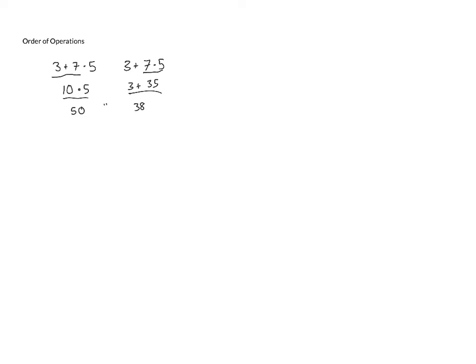So these are two different answers, which begs the question, which one is correct? Now, a long time ago, and I can't tell you when because I'm a horrible historian, there was a decision that was made amongst mathematicians as far as what comes first, addition or multiplication. And they decided that multiplication comes first. So this answer, 38, is the correct answer. 50, unfortunately, is not correct.